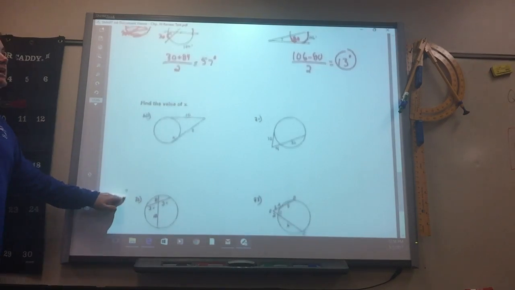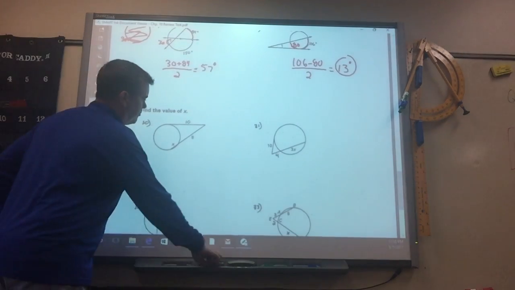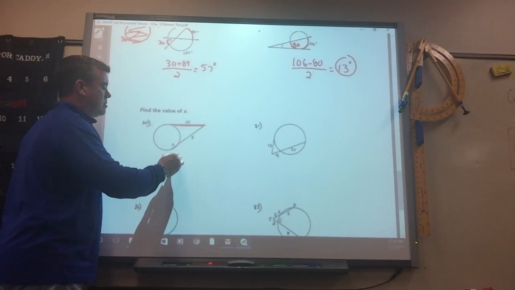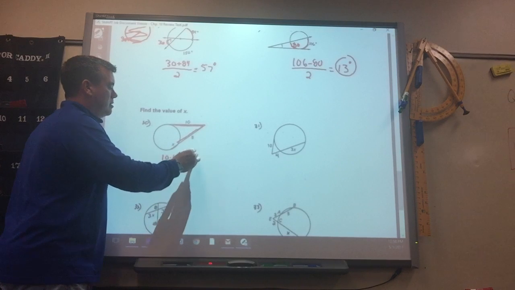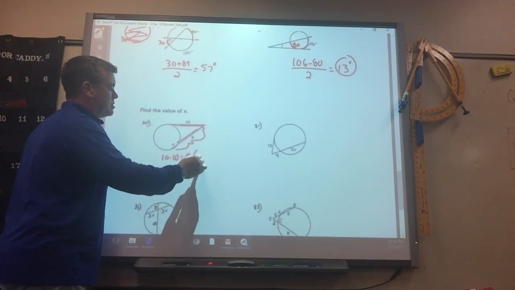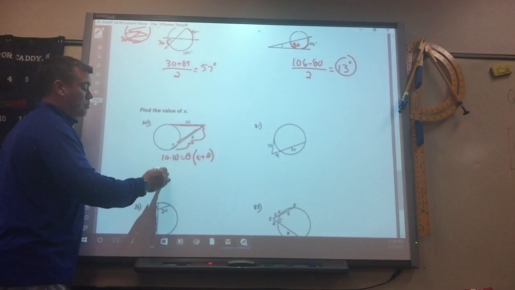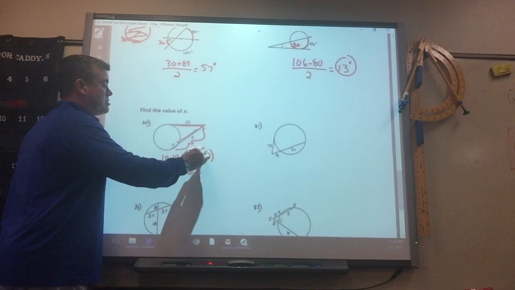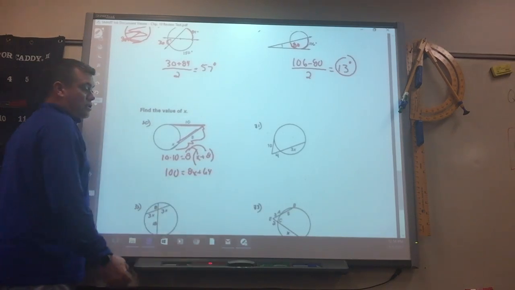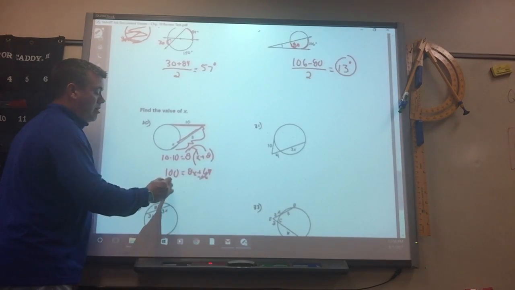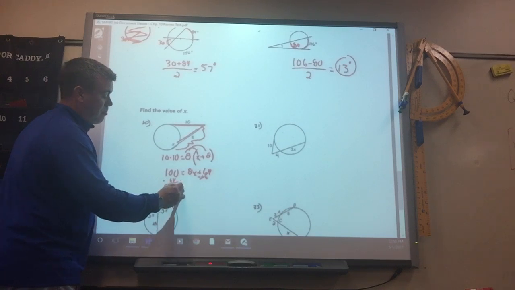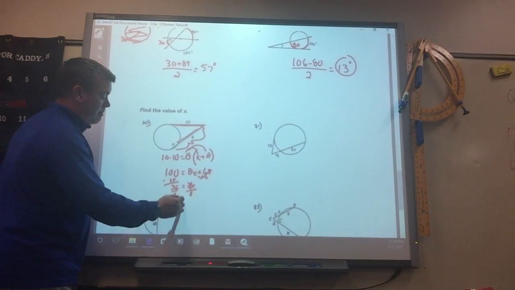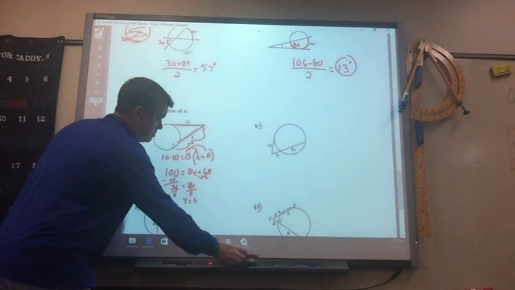Then it's the segment lengths. So it's the outside times the entire piece equals the outside times the entire piece, which is x plus 8. So 100 equals 8x plus 64. So then you just solve it. Subtract 64, divide by 8, and that's 4.5, right? Yes.